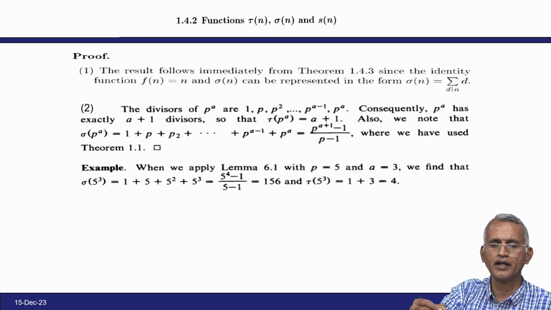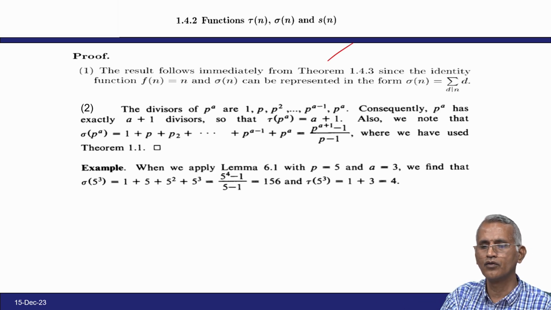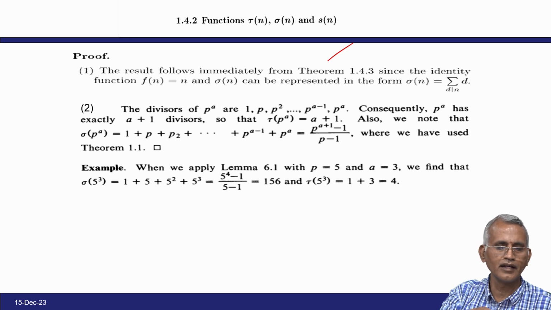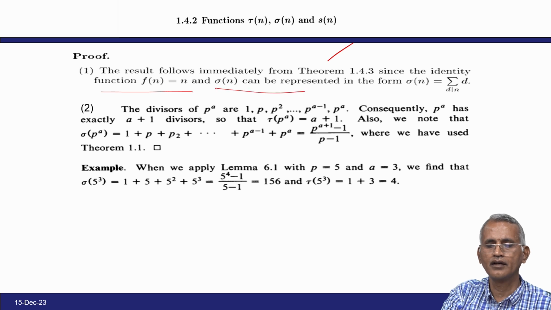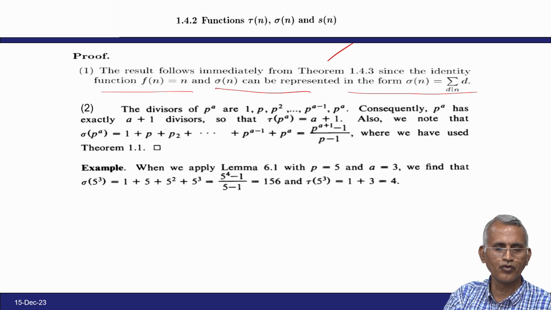The result follows immediately from theorem 1.43, since the identity function f of n, where sigma of n can be represented in the form of sigma of n equal to summation over d dividing n of d. So, this way we can express the first theorem proof.